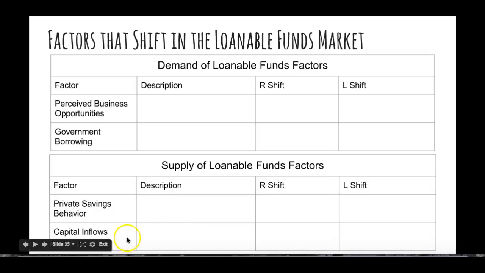Capital inflows, remember, is money basically coming from outside the country. So the right shift is if we have more money coming in from outside the country, and this could be caused by a variety of things, but basically the foreigners' confidence in our economy and the potential for interest gained for them. And a left shift is obviously if there's a decrease in money coming from other countries. All right, so hopefully you have those figured out. Now, keep in mind that these are going to pop up again, and you will have to determine whether it is a right or left shift in the supply or demand of loanable funds.